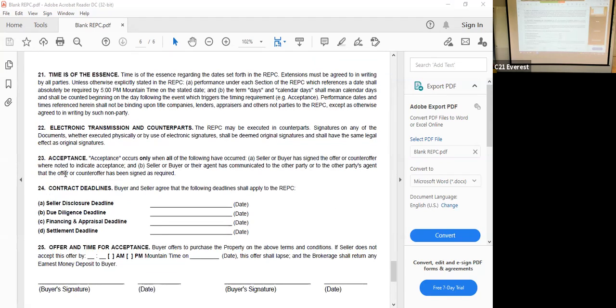Okay. Section 23, acceptance. Understanding when acceptance occurs requires two things to have happened, not just one, but two. Seller and buyer have signed the offer or counteroffer where noted, and it's been communicated to the other party or their agent. Okay, not one or the other, both have to happen in order for acceptance to occur. So why I bring this up, because it happens all the time.